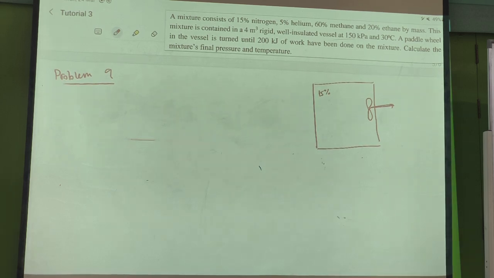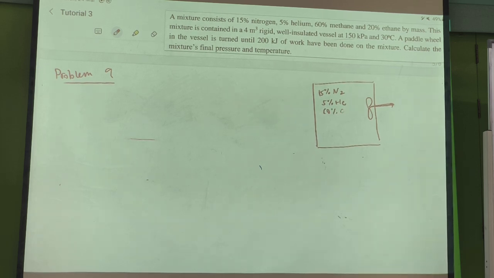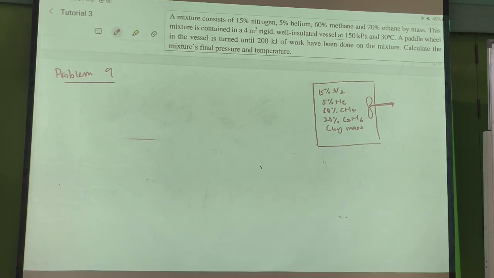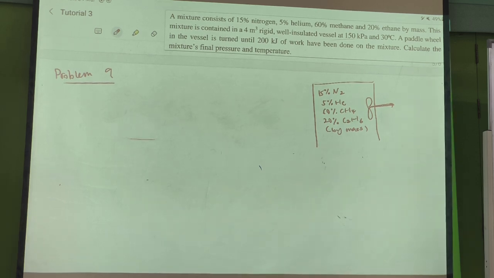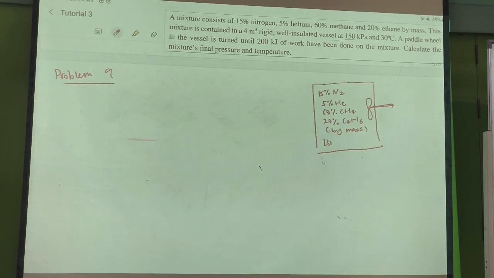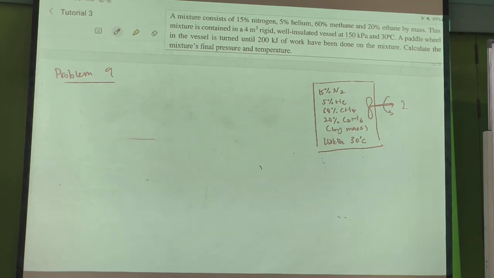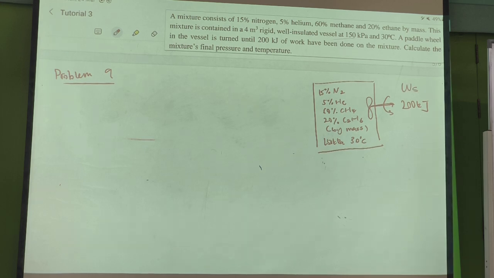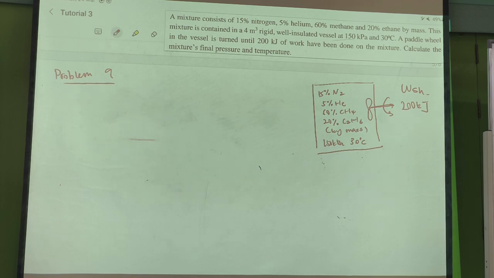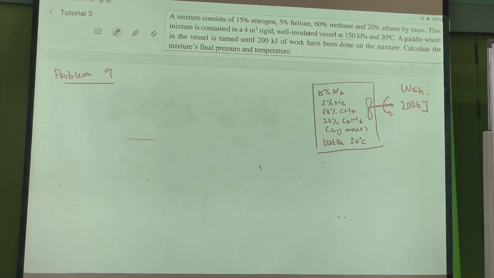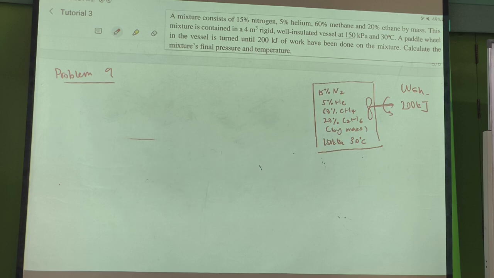So 15% N2, 5% He, 60% methane, CH4, 20% ethane. And this is at 150 kilopascal, 30 degrees Celsius. So this paddle wheel has 200 kilojoule of shaft work. Calculate the mixture final pressure and temperature. So you can see this is actually similar, but without the initial mixing, but it's still the same thing. We are just mixing them.